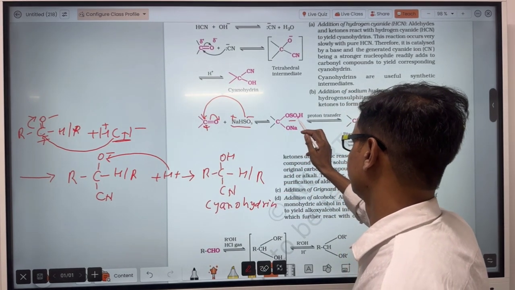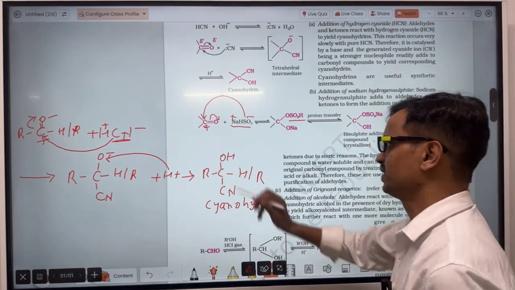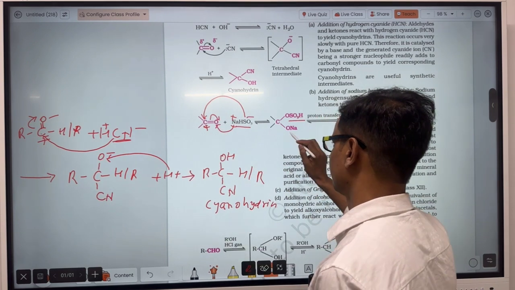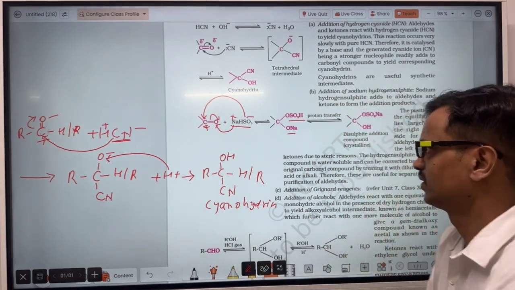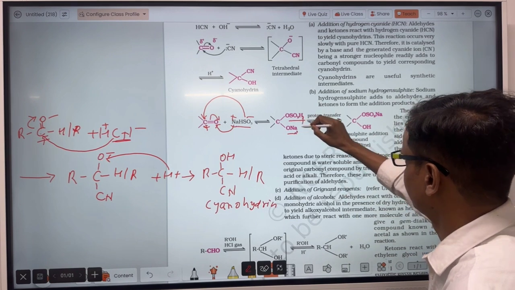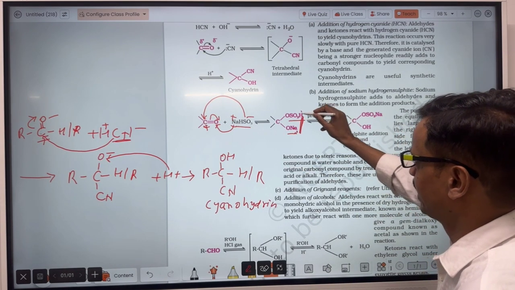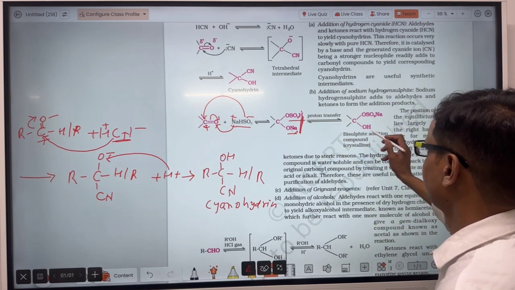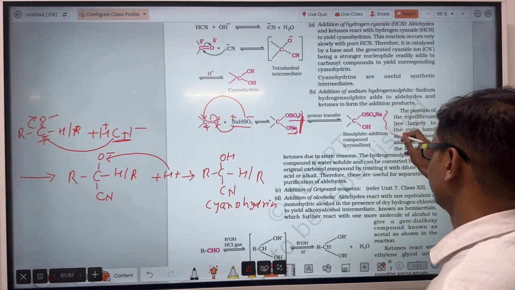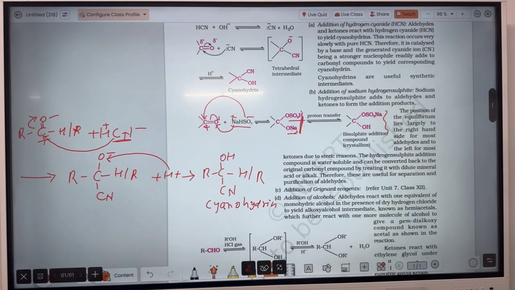So HSO3 will bond to this carbon atom, and the sodium, which is the positive part, will bond to this oxygen. So that is the compound. Now there will be an exchange of sodium and hydrogen between these two. Sodium goes to bond there and hydrogen comes here. The bisulfite addition compound will be formed, and it will be a crystalline solid.